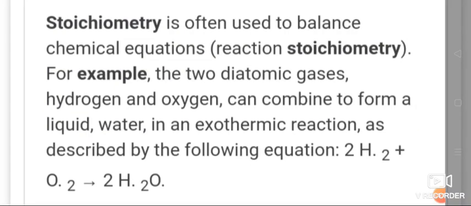In other words, you can connect it with the terms of moles. How do you read it by using moles?